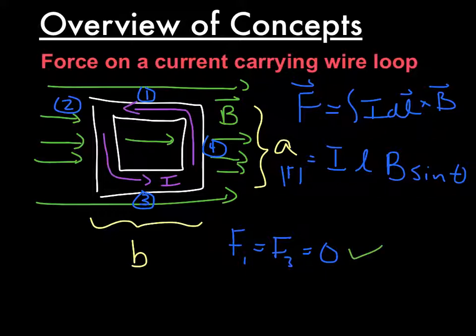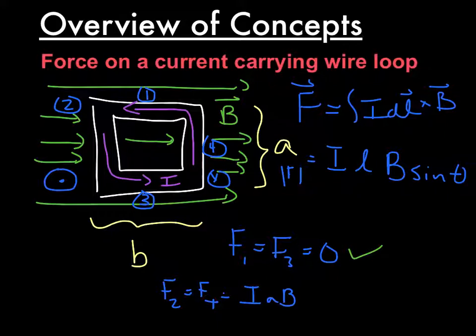2 more sides. We have F2. Let's do a quick right-hand rule. Point your fingers in the direction of current, which is down. You get the force on this side is coming out of the board, and for side 4, fingers in the direction of current, curl your hand towards B, the force is going in. But the angles are both 90 degrees, so the magnitude of those forces is the same. So the magnitude of F2 equals the magnitude of F4, which equals I A B.